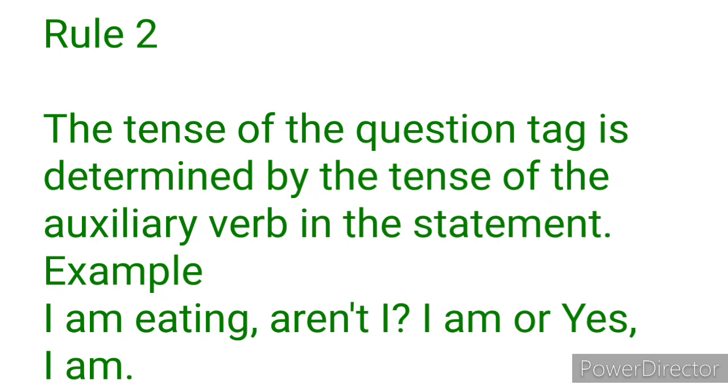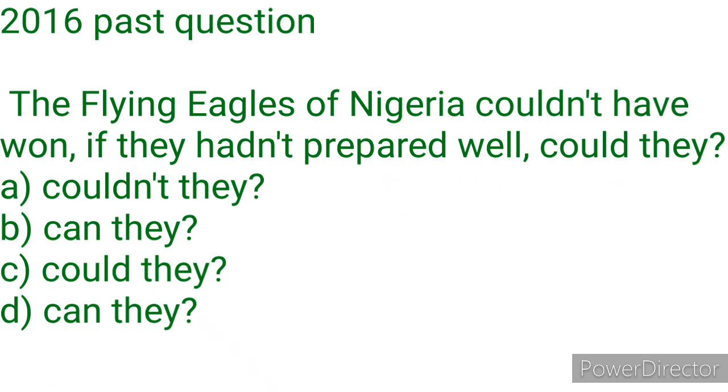Now let's see an example from 2016 past questions. Question 70. The Flying Eagles of Nigeria couldn't have won if they hadn't prepared well. We have option A, can't they? Option B, couldn't they? Option C, could they?